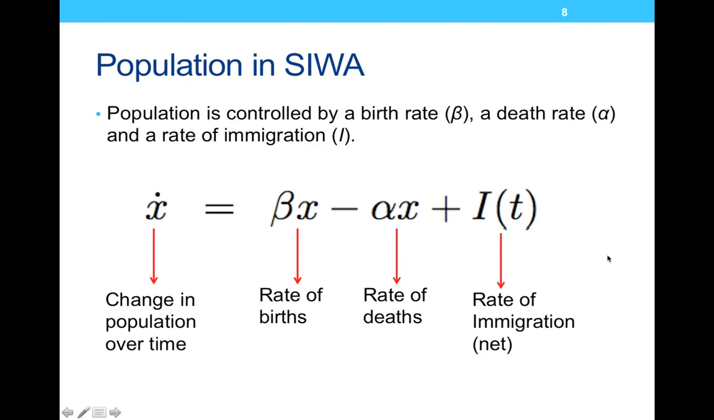It's net immigration. So you can actually have immigration in, so population would increase. So if I is positive, this will cause X to grow. If I is negative, you have net migration out of the system, then this will cause X to decrease. So that's essentially the story. Not that different from what we've seen in most cases in which we've dealt with population.